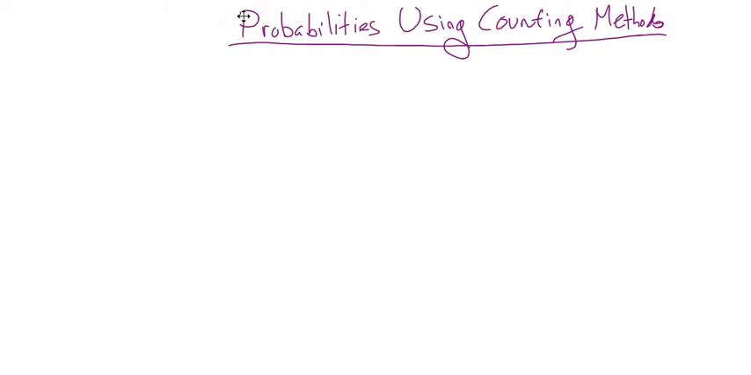So, probabilities using counting methods. This is stuff from the last unit, right? So we're talking fundamental counting principle, permutations, and combinations. When we do these, we then have to figure out which method I'm going to use.